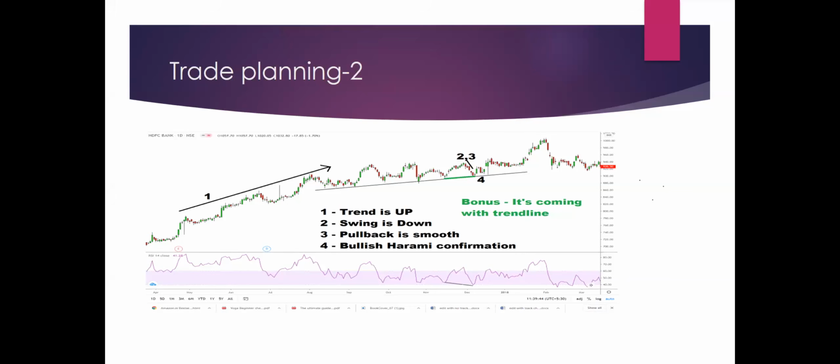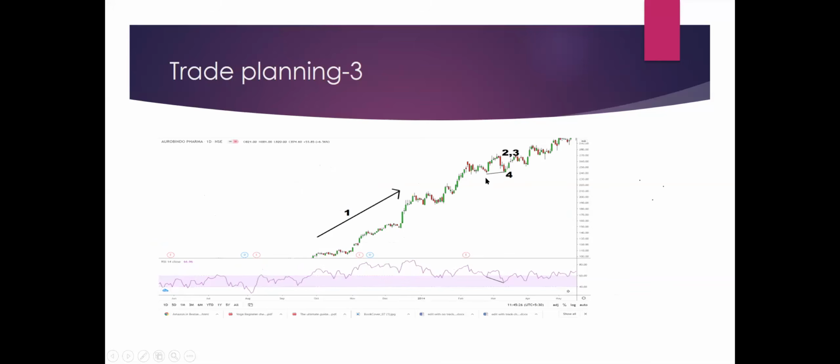The bonus thing with this trade is it is also aligned with a proper trend line. If you see the support trend line which I have drawn, like this, by connecting all the lows, this confirmation is also coming at the support trend line. This is a valid thing. So it satisfies many criteria, and this also indicates there is a higher probability of success in this trade actually. So this is another example, and I can give one more example, and this is the Arrow Pharma chart.